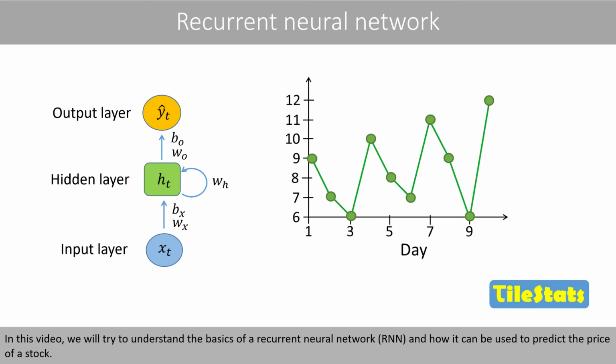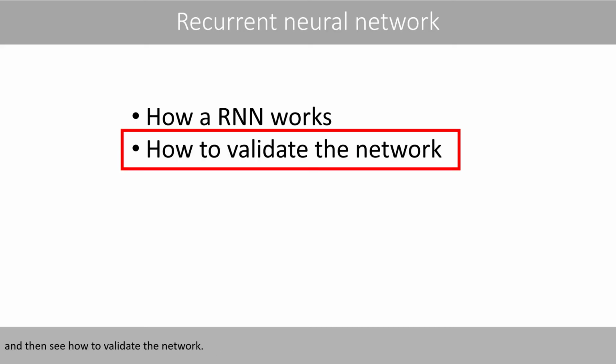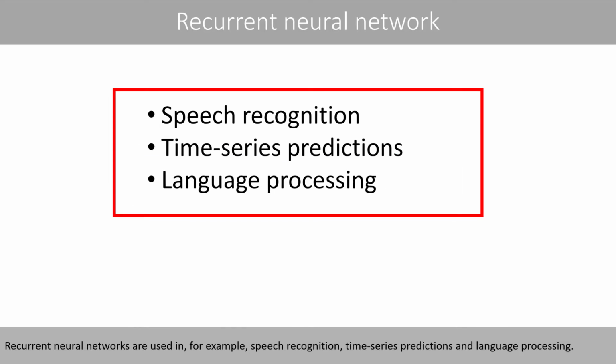In this video, we try to understand the basics of a recurrent neural network and how it can be used to predict the price of a stock. We will first have a look at how a recurrent neural network works, and then see how to validate the network. Finally, I will show some simple codes in R and Python so that you can try the examples shown in this video. Recurrent neural networks are used in, for example, speech recognition, time series predictions, and language processing.